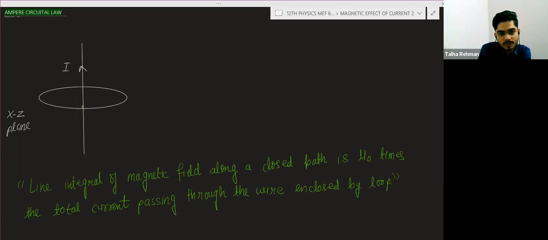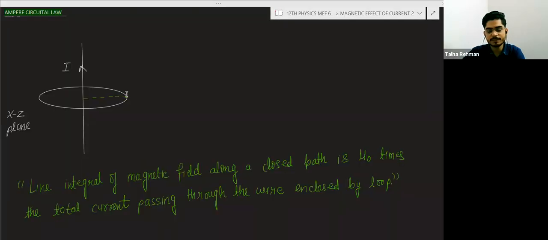Now suppose I am taking a point on this loop. You should understand what is happening here. This is your wire, and around this wire there is a circular loop, known as Ampere's loop or Amperian loop. At this point, to find the direction of the magnetic field, you will apply the right hand thumb rule. You will get the magnetic field at this point in the inward direction, along this direction.